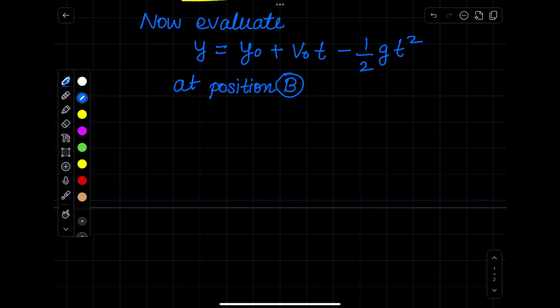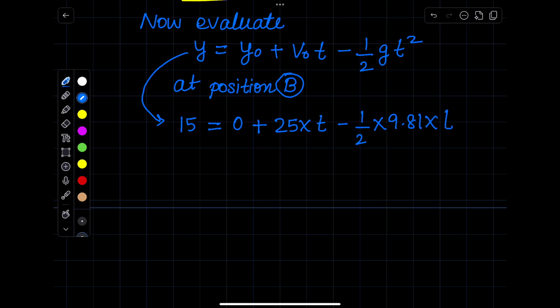In this case, we also have to find the velocity at position B. Before we calculate velocity, we need time. So let's start with finding the time. You have all the information: the height is 15 and the initial velocity is 25. You will put all this information in this equation, and note that we are solving for position B. That's why we wrote the height 15.